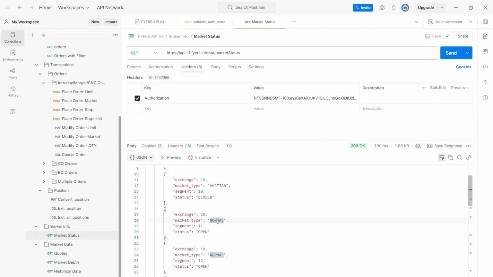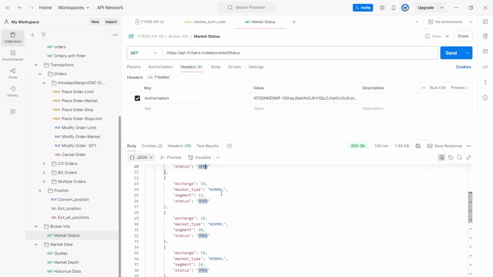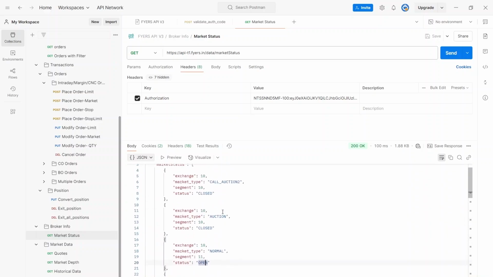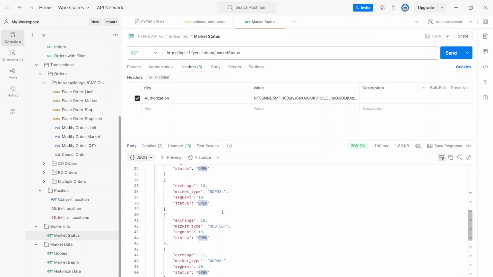But if you talk about the normal market, it is currently open, as you can see here. So for each segment and each exchange, you are getting the value of which segment is open and which segment is closed. So that is how you can use this information.